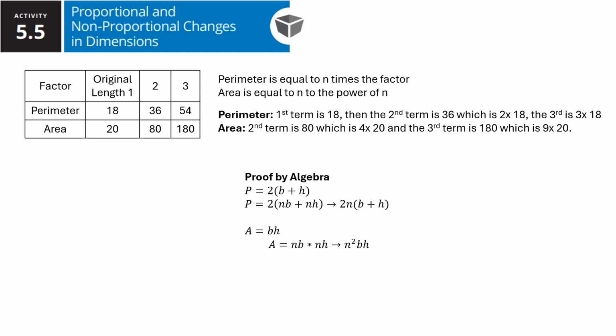As for area, the area of a rectangle is base times height. But if we increase the dimensions by a proportional rate, then we can factor out the number that we are increasing it by to get n squared times base times height.